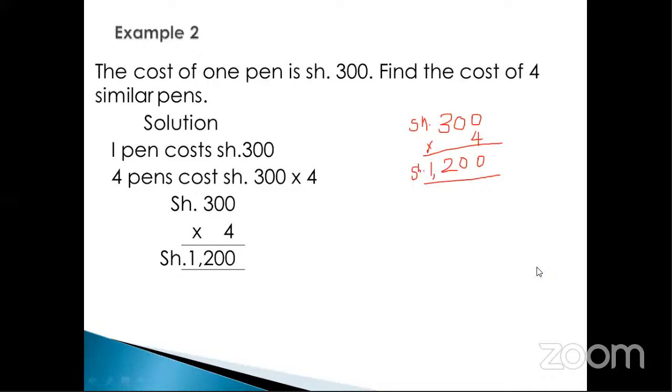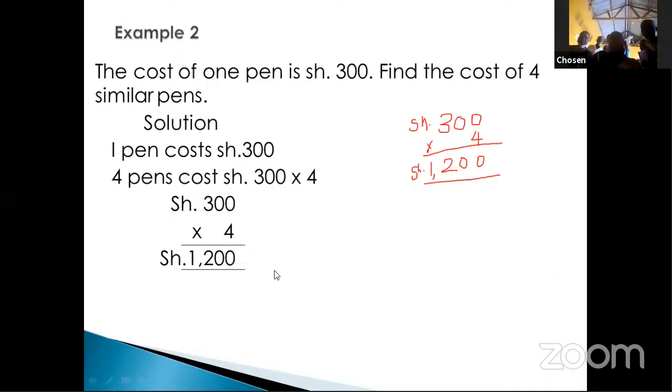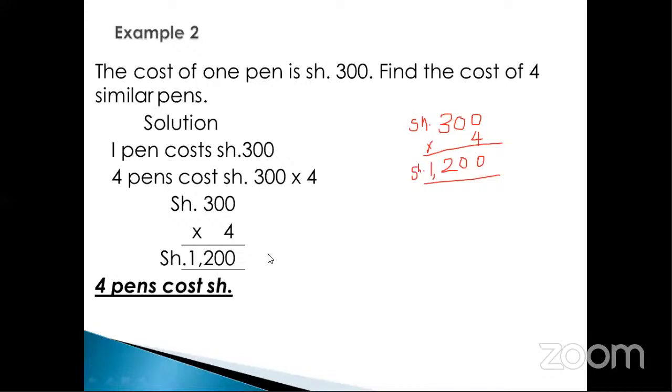Yes, Chosen, can you conclude for us? The cost of 4 similar pens is 1,200 shillings. Very good. The cost of 4 similar pens is 1,200.